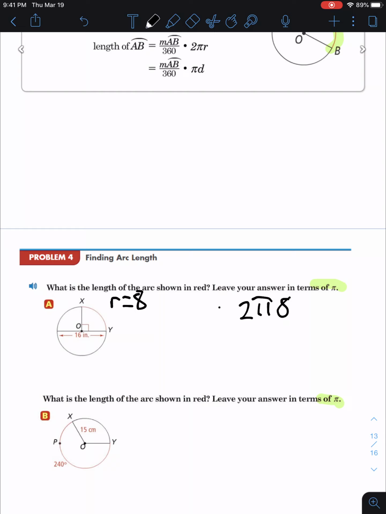That'd be the radius. Now to find this measure here, we got to go back, all the way back to our central angle and the measure of the arc, which is the same as the measure of the central angle. Well, the measure of my central angle right here is 90 degrees, which means that the measure of arc XY is also 90 degrees. So we're going to take 90 over 360. Okay, what is 90 over 360?